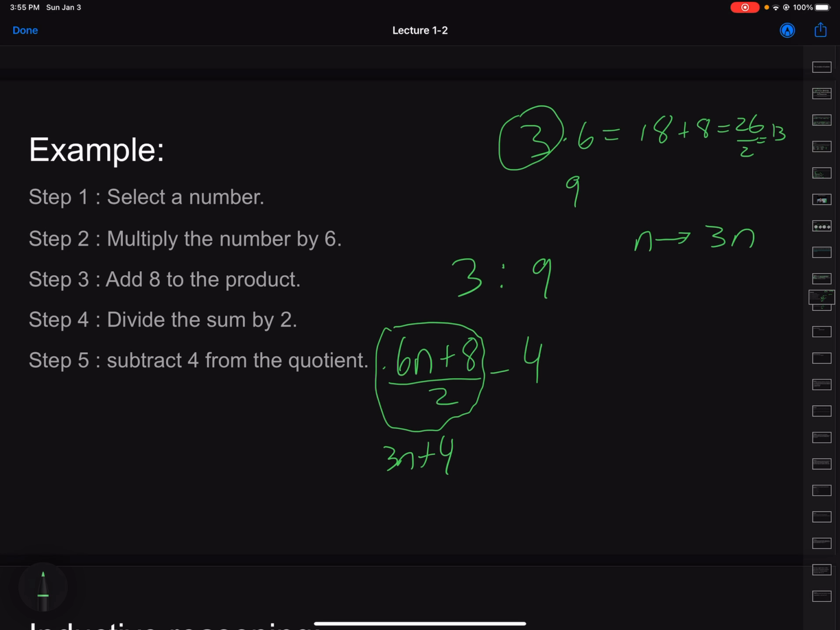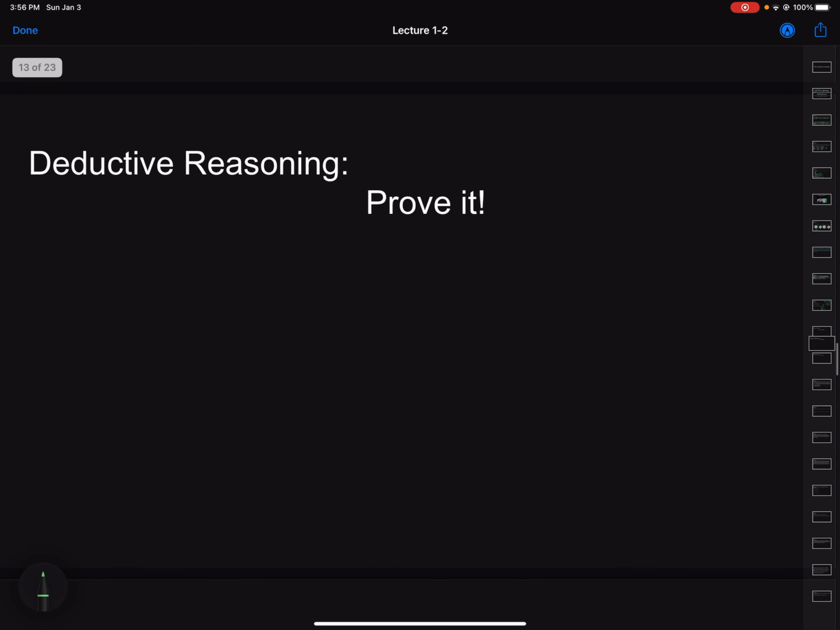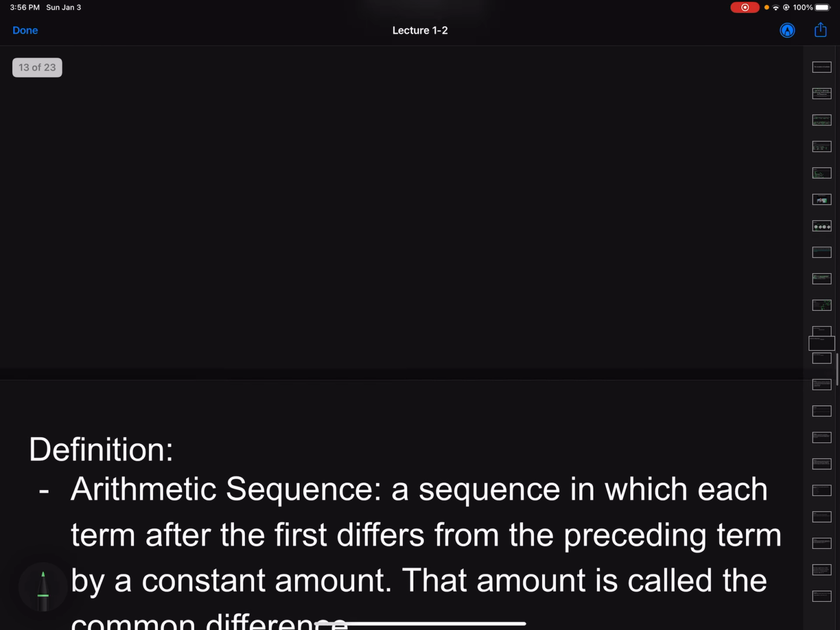And if that's not immediately clear to you, just look at it for a second. We just divided the 6n over 2, and then the 8 divided by 2 to get our two pieces. And then we still have our minus 4. 3n plus 4 minus 4, clearly, after all these rules, we're just left with 3n, which was what we guessed using our inductive reasoning, but we proved it using our deductive reasoning. So we can use deductive reasoning to prove things, to come to complete proofs.